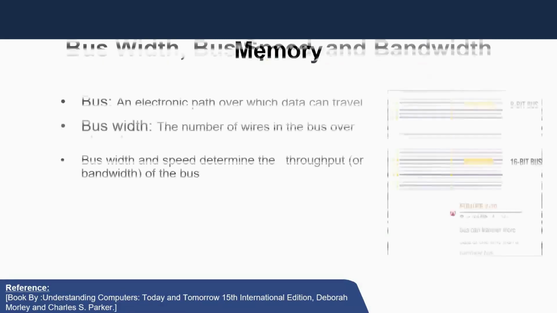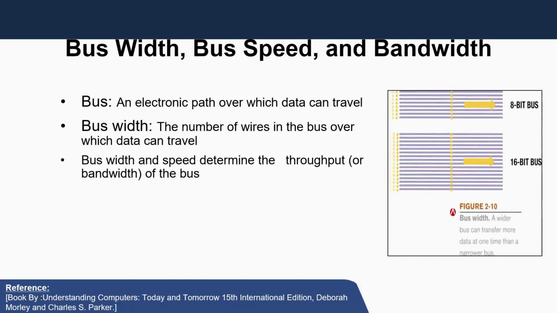So, in this unit, we will discuss the bus width, its speed, and the bandwidth. I have already told you what a bus is in previous lectures. A bus is the data path in which our data will be carried between two different devices or more than two different devices.